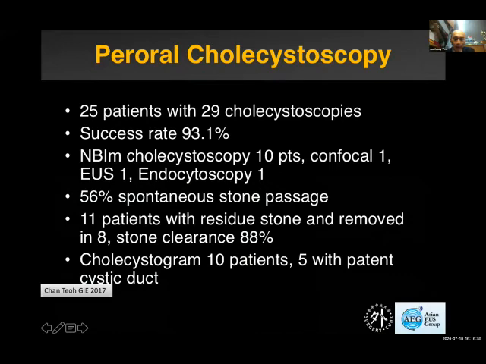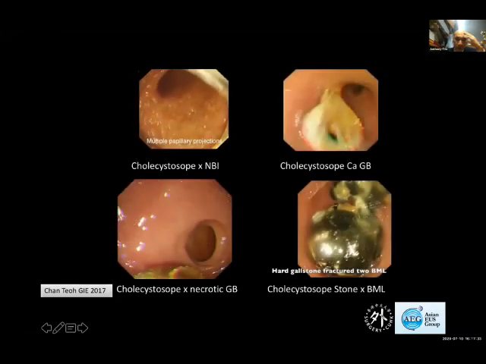Again, after gallbladder drainage, the stent actually acts as a portal for us to enter into the gallbladder. So a new procedure known as peroral cholecystoscopy has been invented. We have published the results of peroral cholecystoscopy. In 25 patients, 29 cholecystoscopies, we could perform all sorts of interesting stuff like NBI, confocal, EUS, or even endocytoscopy. The overall stone clearance rate after cholecystoscopy is 88%.